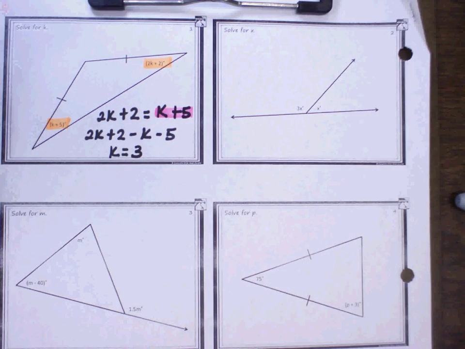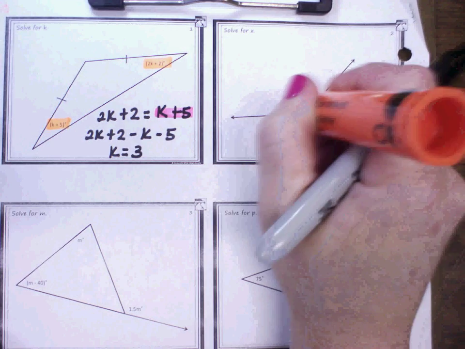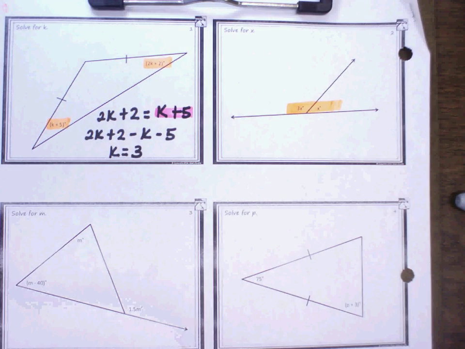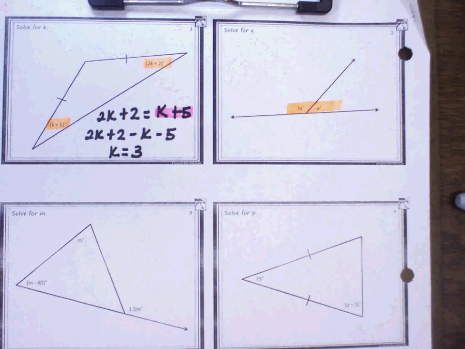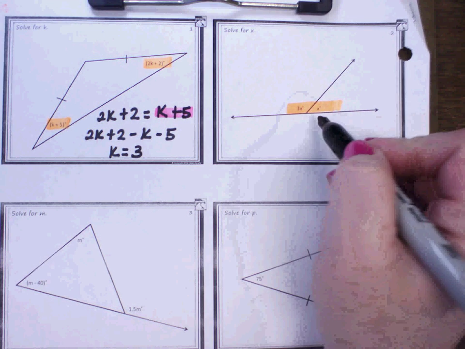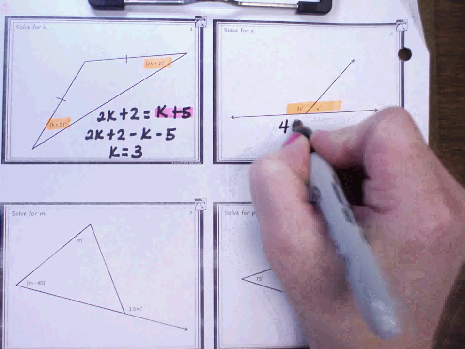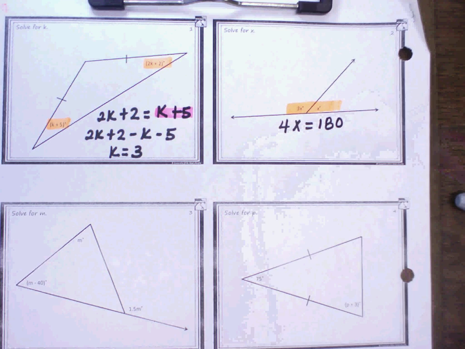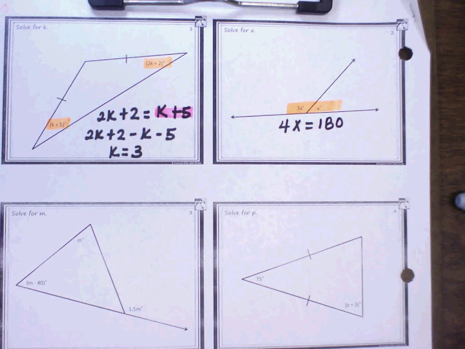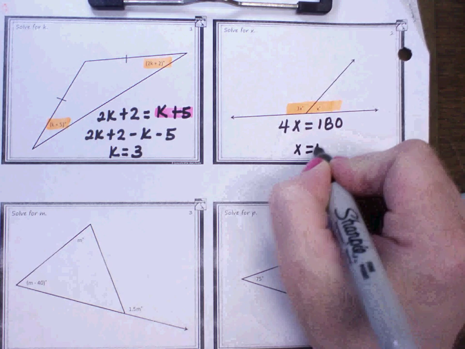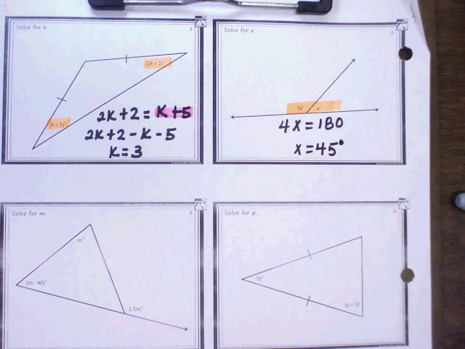All right. What about this one? What kind of angles do they make? Straight line, which means there's 180. Is there anything that I can add in here? 3x plus x. What does that mean? 4x. And that should equal 180. And then you divide by 4, right? So 180 divided by 4. What does that equal? 45. Very good.